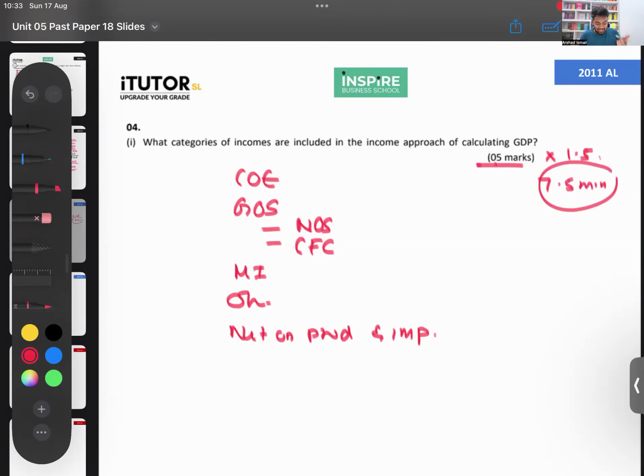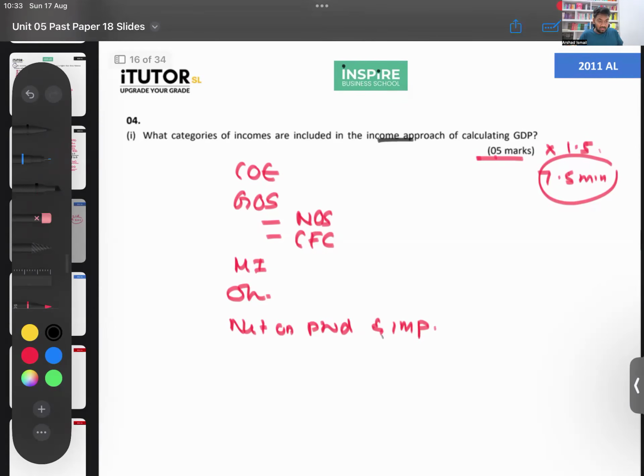So don't say COE and GOS, write the full thing. We don't take imports coming because this is net taxes on products. This is taxes on products and imports, not imports. Imports will come under the expenditure approach as a minus, not that. So that's that. Instead of net, it's okay to write minus. Yeah, you can say plus taxes minus subsidies. That's fine. Net taxes on products and imports if you want to get GDP at market price. That's where the tax on products and imports comes in.